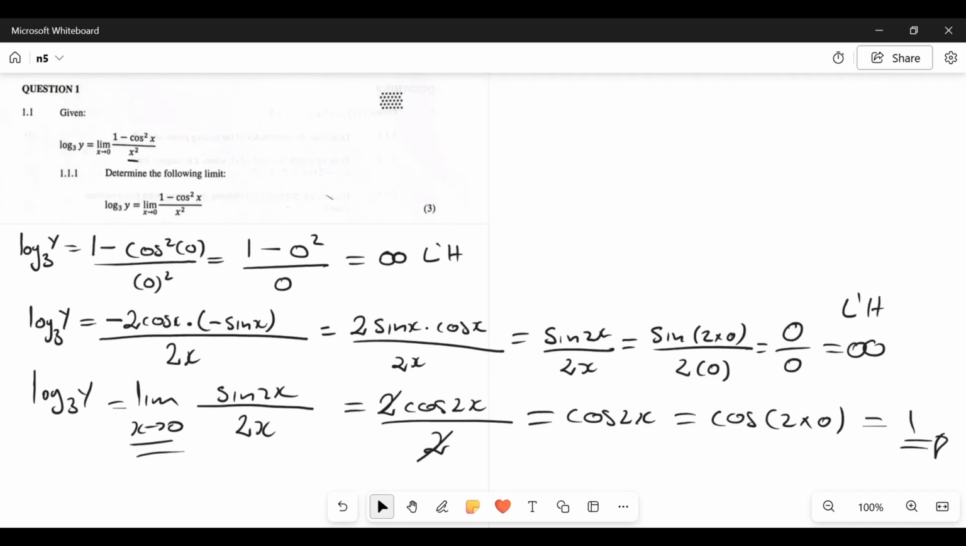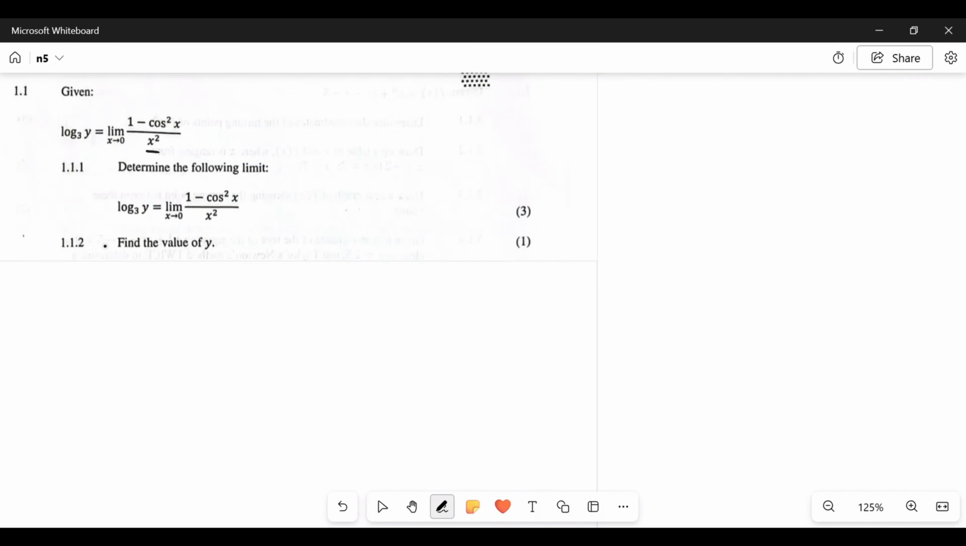All right, guys, we are done with 1.1.1. Let's look at the next question, which is 1.1.2. This is our question there. They say find the value of y. So remember, we are given the following: log base 3 of y, right? And then we're supposed to find the limit. So we just found out that the limit is actually 1.